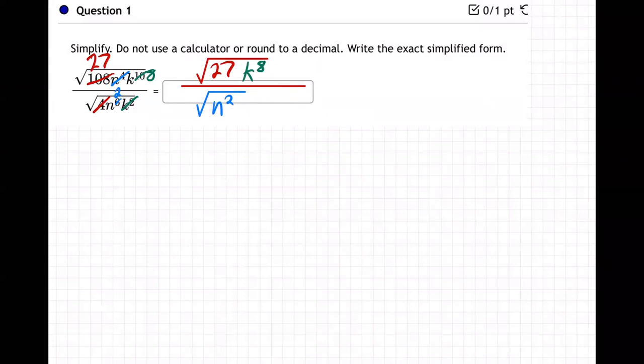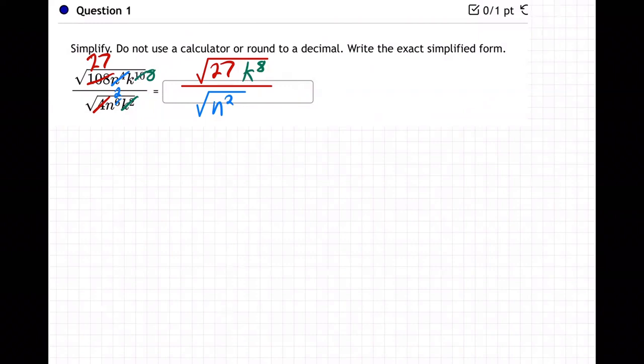Now, do you see what I've done? I just simply canceled stuff, right? I just went 4 into 108 27 times. And then I subtracted powers. We had n to the 6th on the bottom, n to the 4th on the top, so that left n squared on the bottom. We had k to the 10th on the top, k squared on the bottom, left k to the 8th on the top. Okay, so now what do we do from here to simplify this?